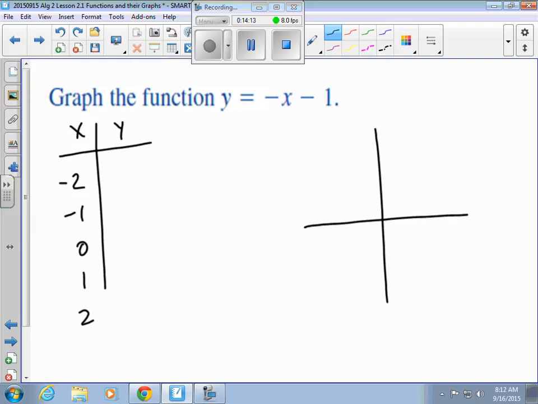Now let's work through this quick. You should mentally be able to work through these quick. Don't lose the fact that there is a negative in front of the x though. So it's -2, which makes it +2 minus 1, which is 1.